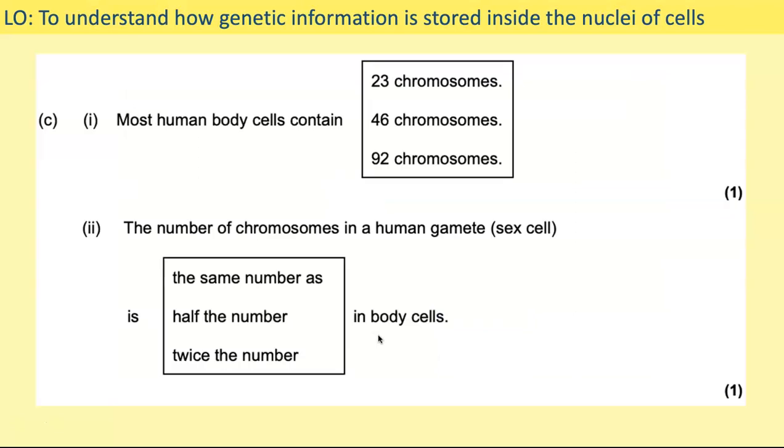Most human body cells contain 46 chromosomes, and the number of chromosomes in a human gamete or sex cell is half the number in body cells. Please make sure you add any corrections that you need to, and then you can use these notes for revision. Feel free to go back through the screencast.